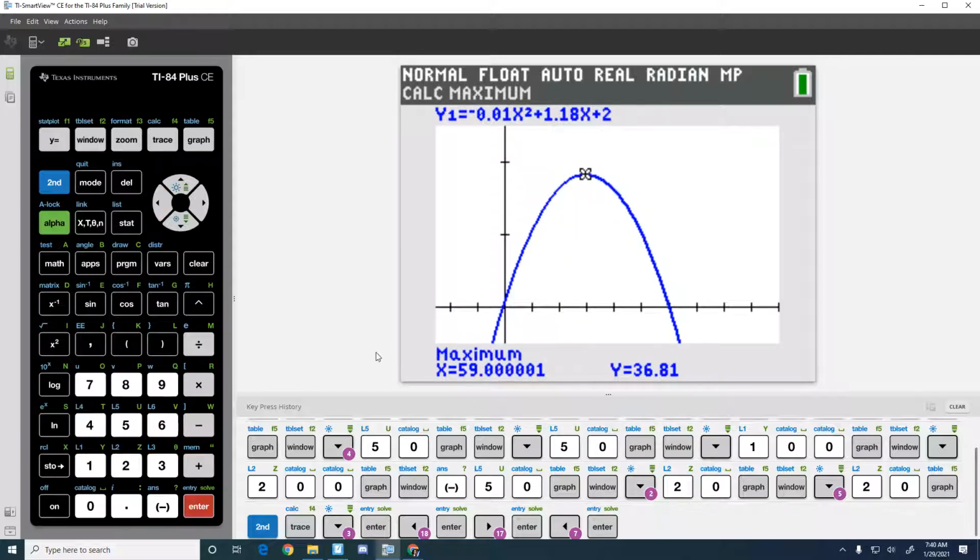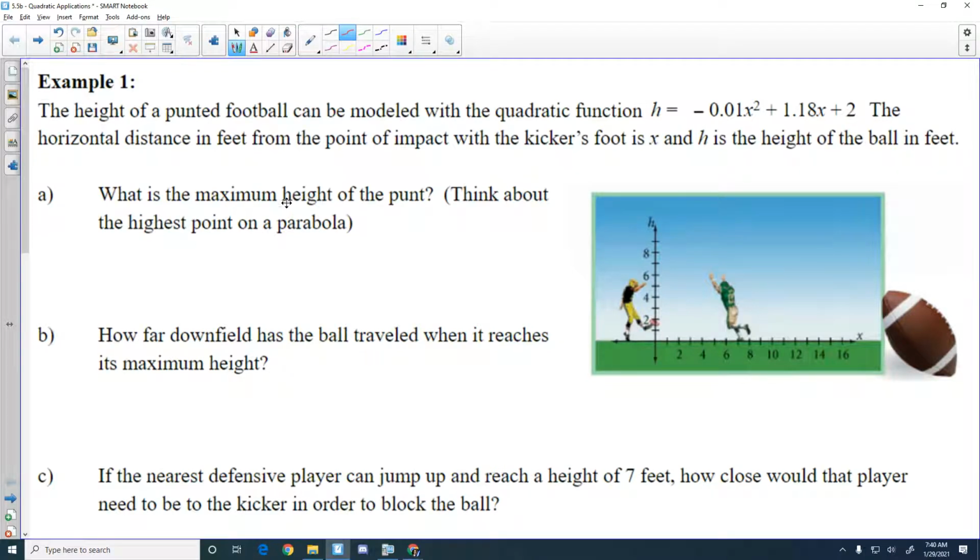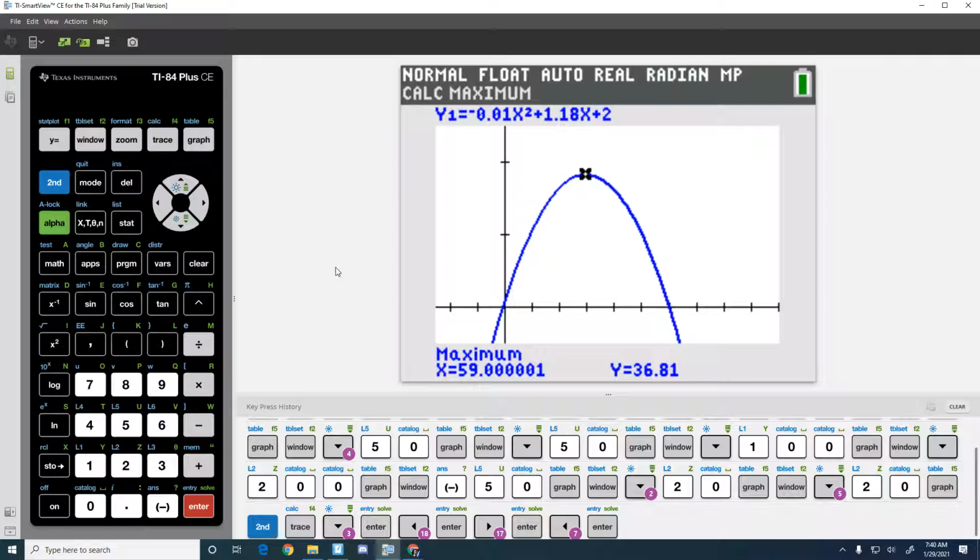But then when you hit enter, it'll tell you 59. You can ignore all those point zeros. And 36.81. Right? That's the coordinate. That's the ordered pair on my coordinate plane where the vertex is. But this question asks, what's the maximum height of the punt? Would I write 59, 36.81 for the maximum height?